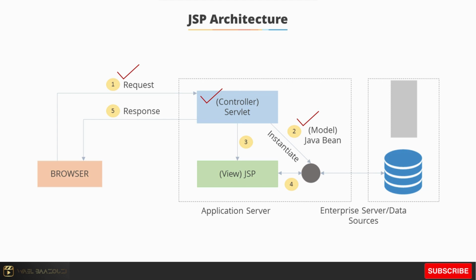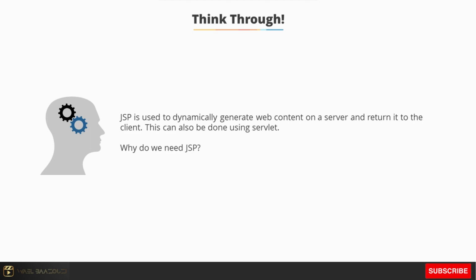The response from the Java bean or the data can be forwarded to the JSP, which plays the role of the view. So here you see segregation of responsibility, where the servlet plays the role of the controller, which defines the flow of the use case. The data is managed by the model, which is the Java bean, and the view or the presentation layer is managed by the JSP. And finally, in case you need to connect to a data store to retrieve data, that is also possible. JSP is used to dynamically generate web content on a server and return it to the client. This can also be done using a servlet.